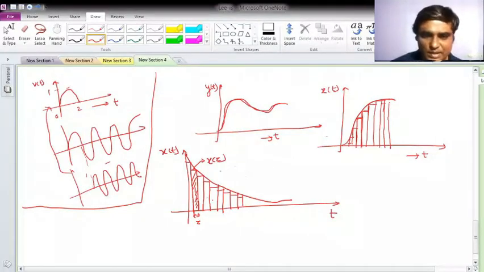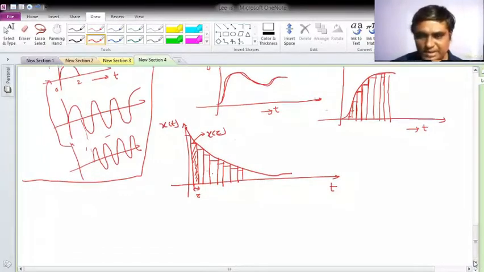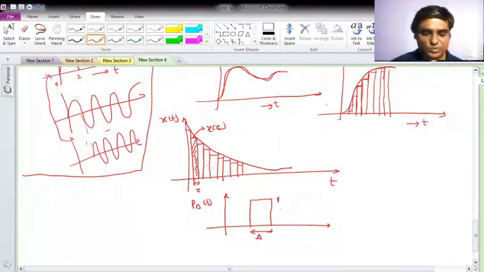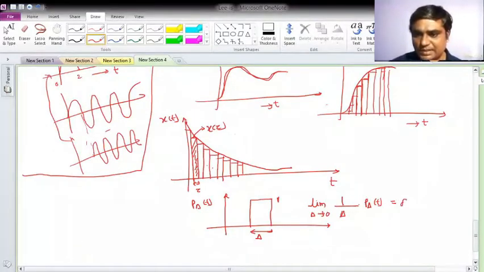So any arbitrary signal can be represented by the sum of boxes, and this can be called a pulse function, right? How is my pulse function defined? That we can also define. So p delta of t, for example, as in most of the books the representation is like this. Suppose this is delta and this is 1. If I scale this by the inverse of delta, that is 1 over delta into p delta of t, what will happen? This will again approximate my delta function with limit delta tends to 0, which is again the delta function, right?